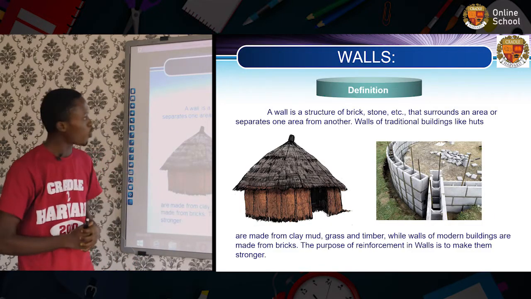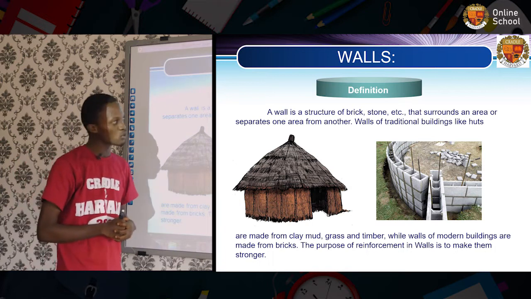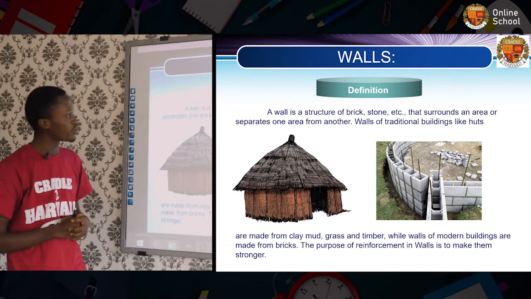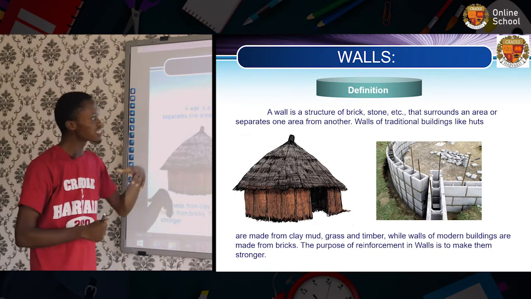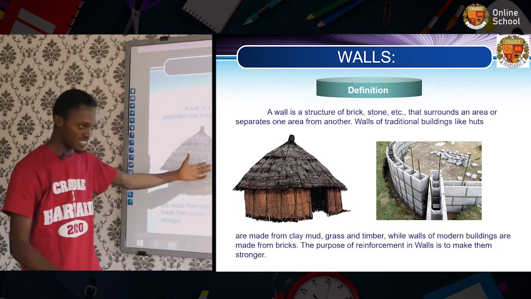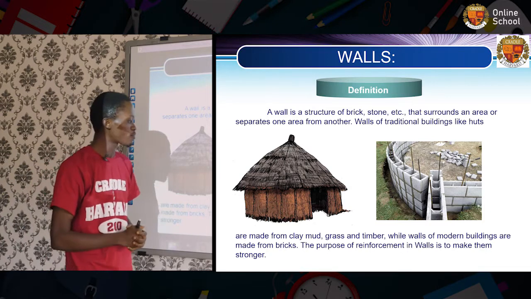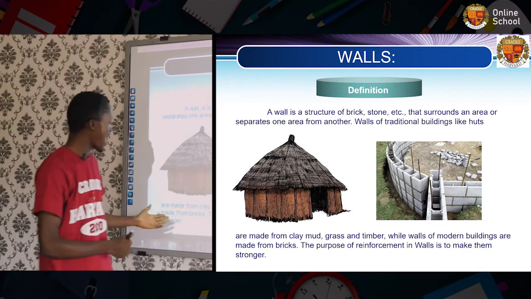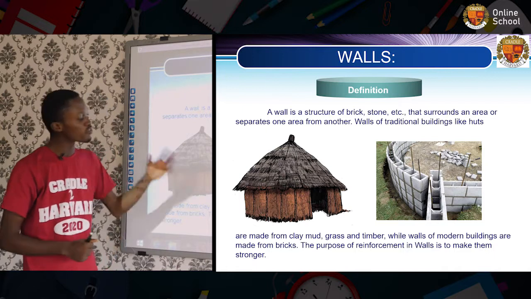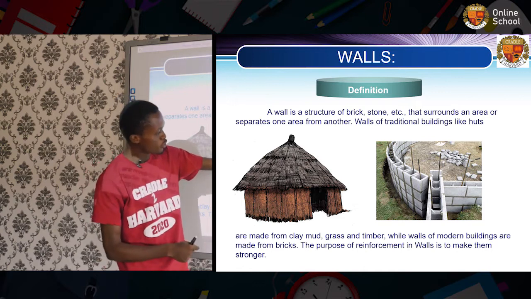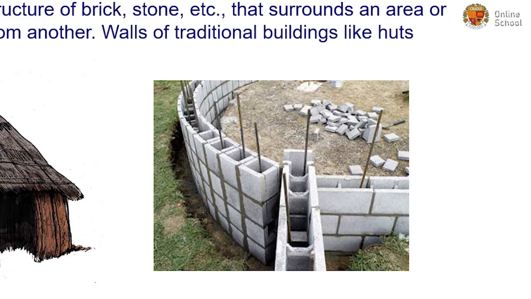Definition of walls. A wall is a structure of brick, stones, etc. that surrounds an area or separates one area from another. Walls of traditional buildings like huts, which you have here, are made from clay, mud, grass, and timber, while walls of modern buildings are made from bricks. The purpose of reinforcement in walls is to make them what? Stronger. If you view this picture closely, you'll see a rod. This is a reinforcement, and it's to make the walls stronger.